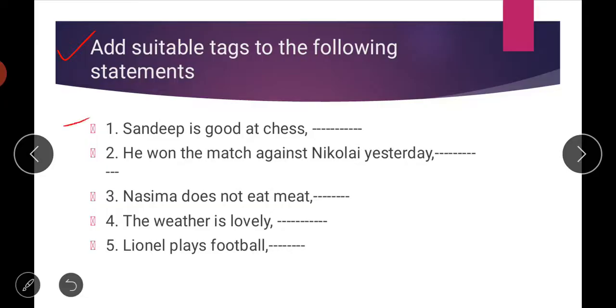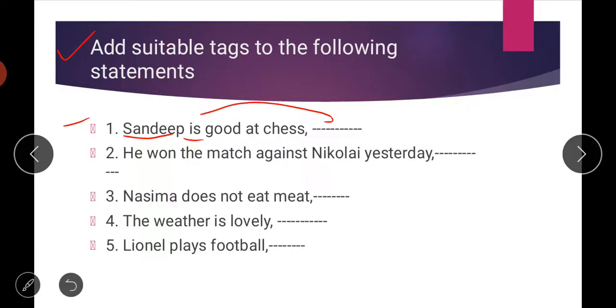First is Sandeep is good at chess, and then you have to fill this blank with a suitable tag. So see, Sandeep is good at chess, it is a positive statement first of all, so we have to make a negative tag here. And look, the helping verb is given, and then the name of the person is Sandeep. Sandeep could be a name of a girl also, a boy also. Let's take it as a boy. So Sandeep is good at chess, so we will form the tag isn't he.